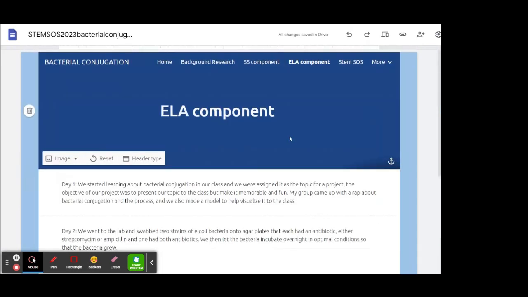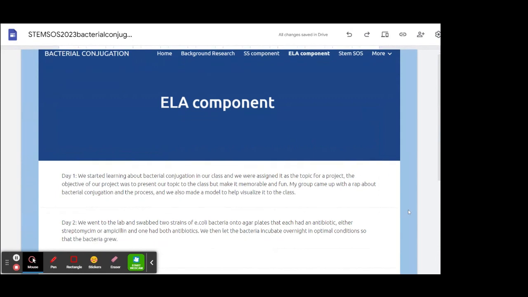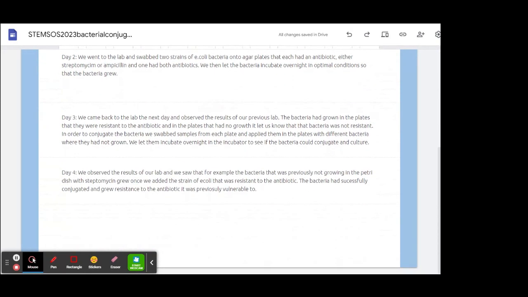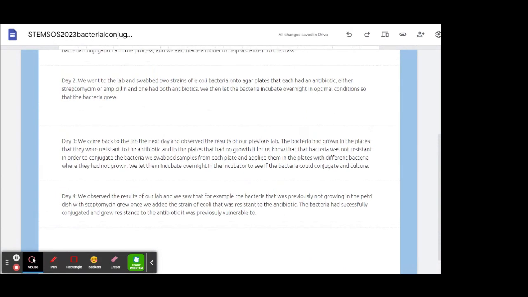For our English component, we wrote a journal that spanned over 4 days. On the first day, we learned about bacterial conjugation. We were then assigned a project about it, in which our group created a rap and a visual model to engage the class.